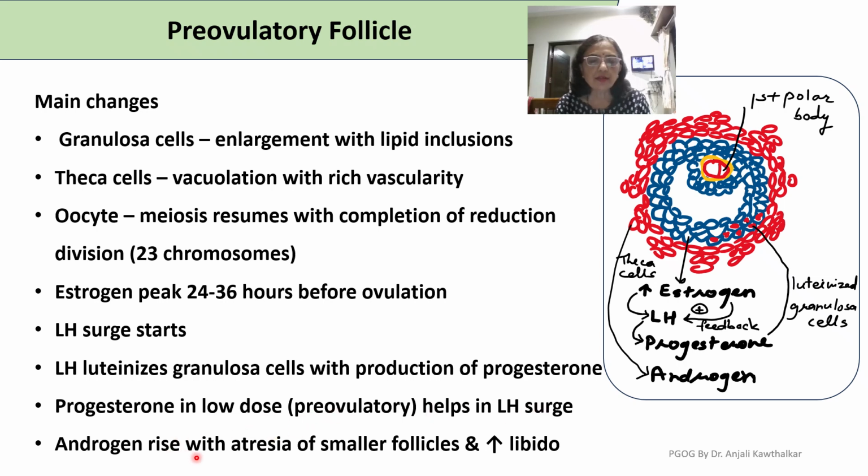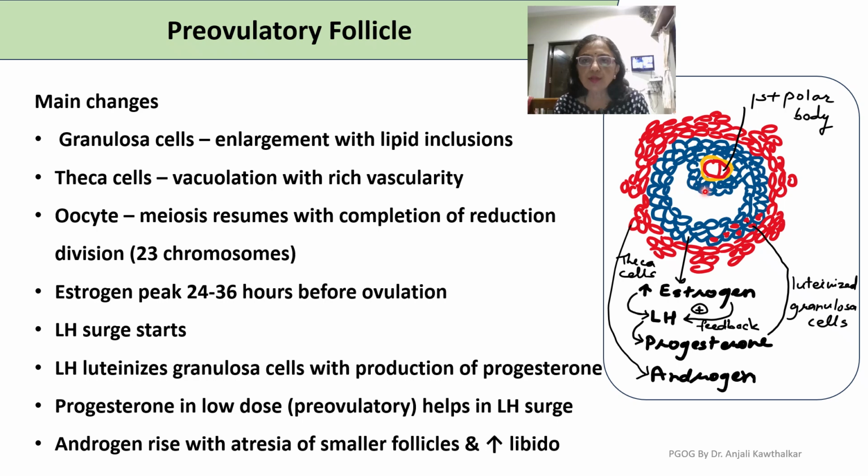Androgen rise with atresia of smaller follicles. Androgen is also more in the pre-ovulatory follicle, which helps in atresia of smaller follicles, and it increases libido, so that the conception rate increases because of this natural increase in libido. So this is the first polar body, and reduction division gets completed with 23 chromosomes.